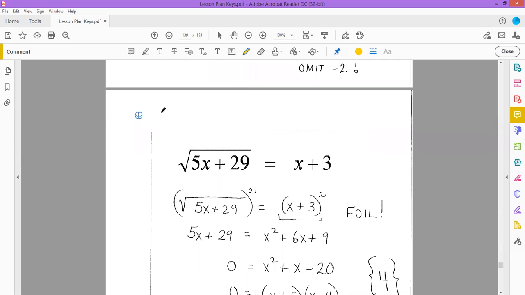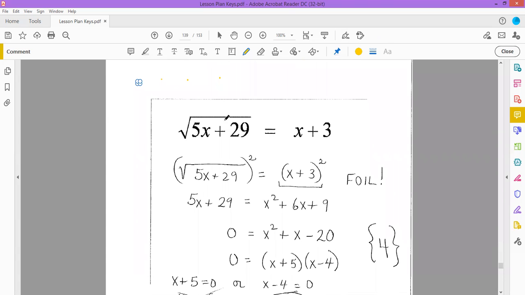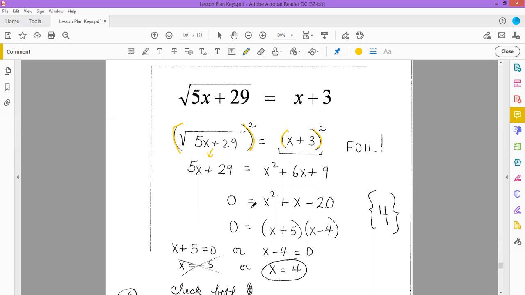All right, in this next example, we see the square root of 5x plus 29 equals x plus 3. So we're going to raise both sides of this equation to the second power, squaring both sides. That removes the square root symbol from the left side of the equation, leaving 5x plus 29. And on the right side, this x plus 3 squared, remember, you're going to use your FOIL method when you're squaring a polynomial. So we multiply the first terms, the outer terms, the inner terms, and the last terms.